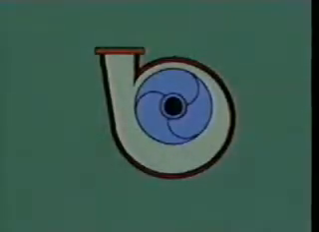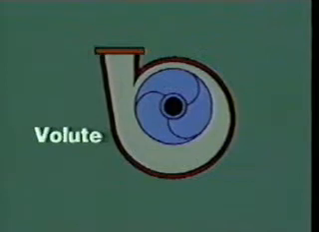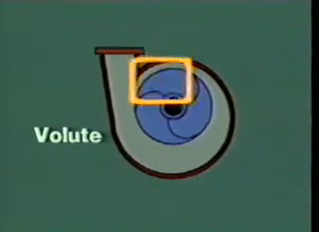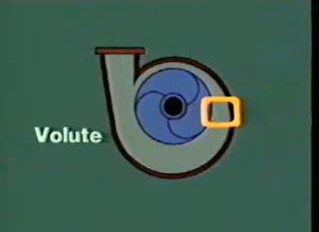Remember the volute we talked about in Section 1? It's the chamber that's wider at the discharge nozzle than where the fluid leaves the impeller. That increased area lets the fluid slow down, and as it does, some of the fluid's kinetic energy is converted to pressure.